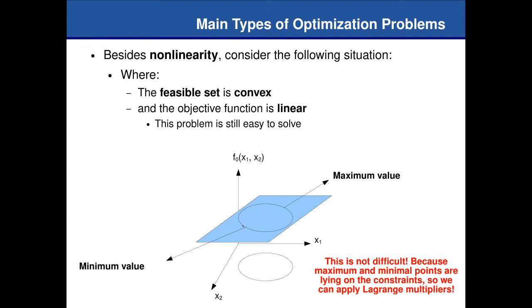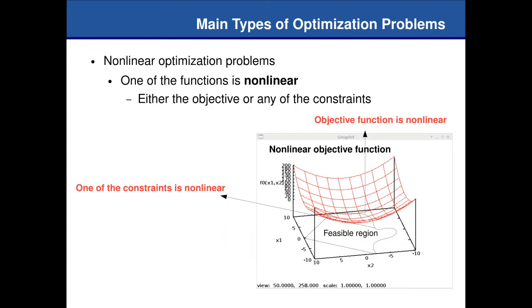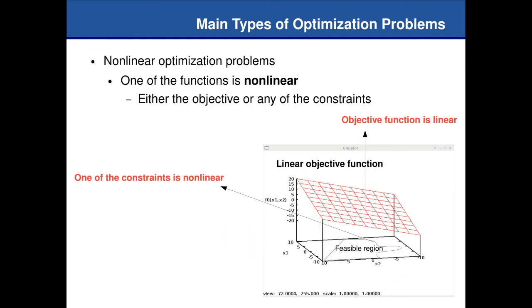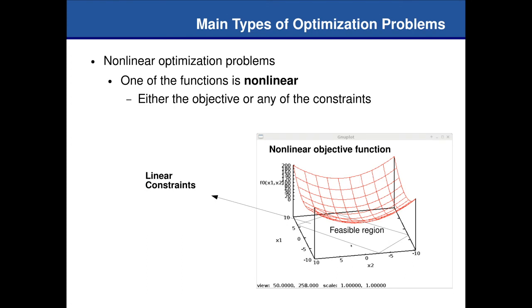Okay. However, if I have a problem like this, in which my feasible region was defined by linear constraints, however, my objective function is convex. Take a look at this. Where is the best solution? It is probably inside my feasible region.